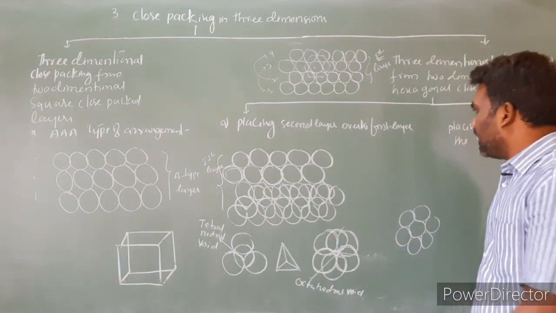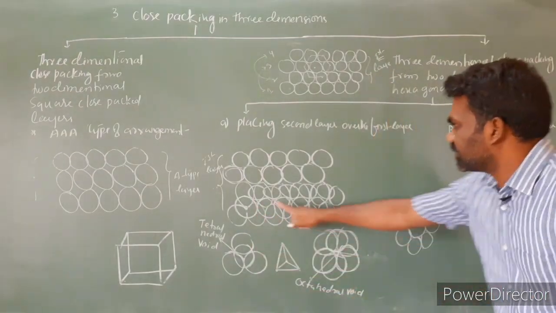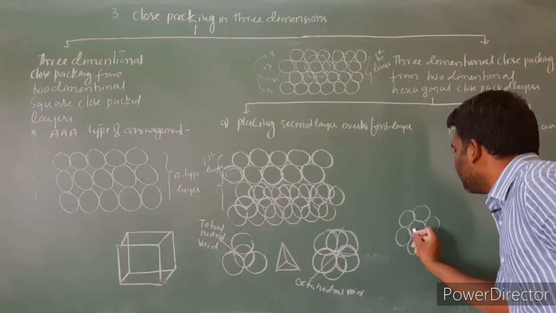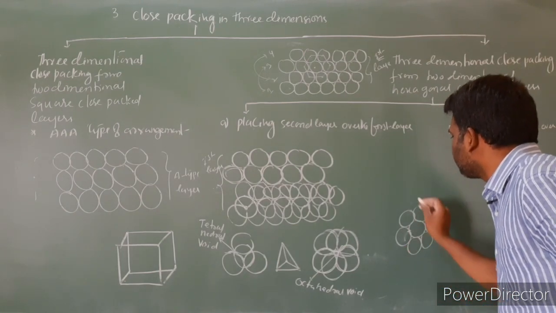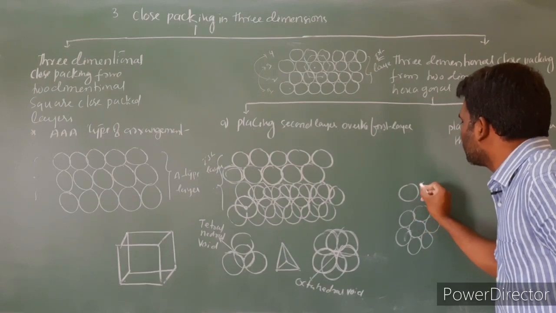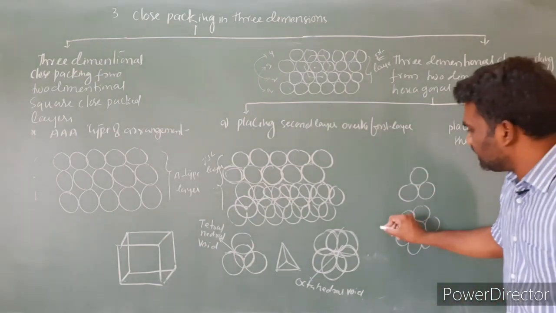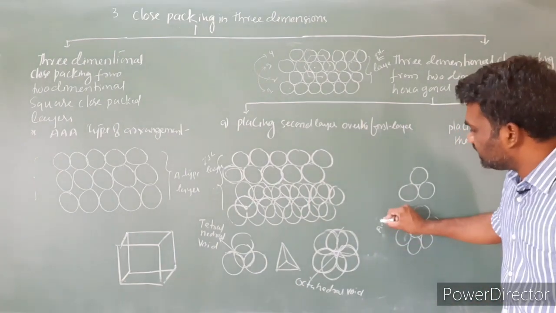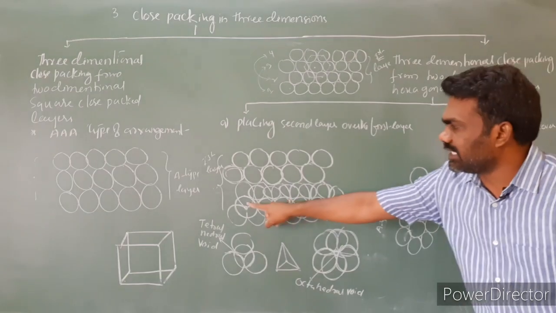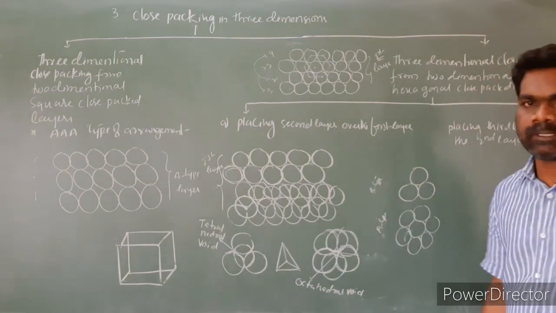Next what I'm doing is placing the third layer over the second layer. So I'm taking this structure again. So this is the second layer, and this is the first layer. I'm labeling it as A type. This is the A type. Here is the second layer we place. This second layer we are labeling as B type. A type, B type.